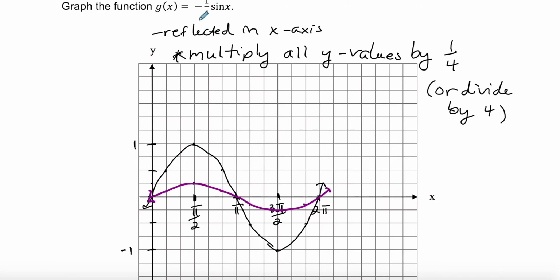Now the last thing we have to look at is how do we reflect this in the x-axis? So a reflection means that this 0 stays at 0. Just imagine this being a mirror along the x-axis. The point up here would actually be down here. 0 is still 0. This point here at 3 pi over 2 at negative a quarter would actually be up here at positive a quarter. So it's just the mirror image of what you see there, and that would be reflected in the x-axis. And finally, there's our function g of x equals negative a quarter sine x.